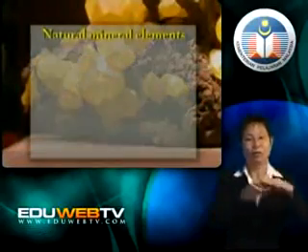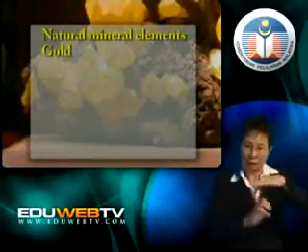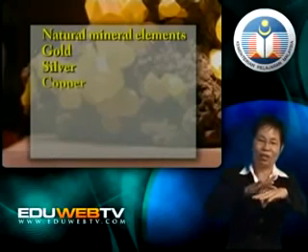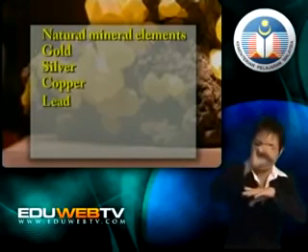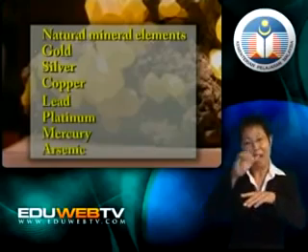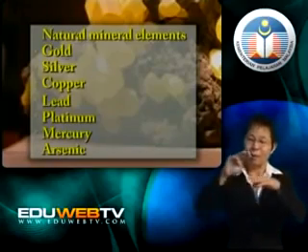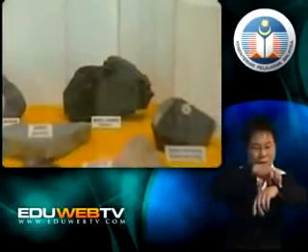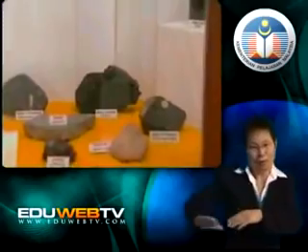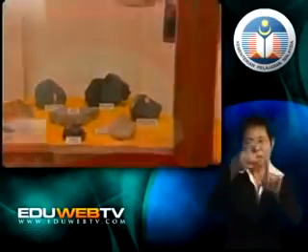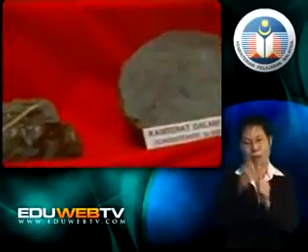Examples of natural mineral elements are gold, silver, copper, lead, platinum, mercury, and arsenic. As for natural mineral compounds, they are minerals which are present naturally in the Earth's crust as compounds, or in other words, they are formed from active metals which have combined with one or more non-metals.